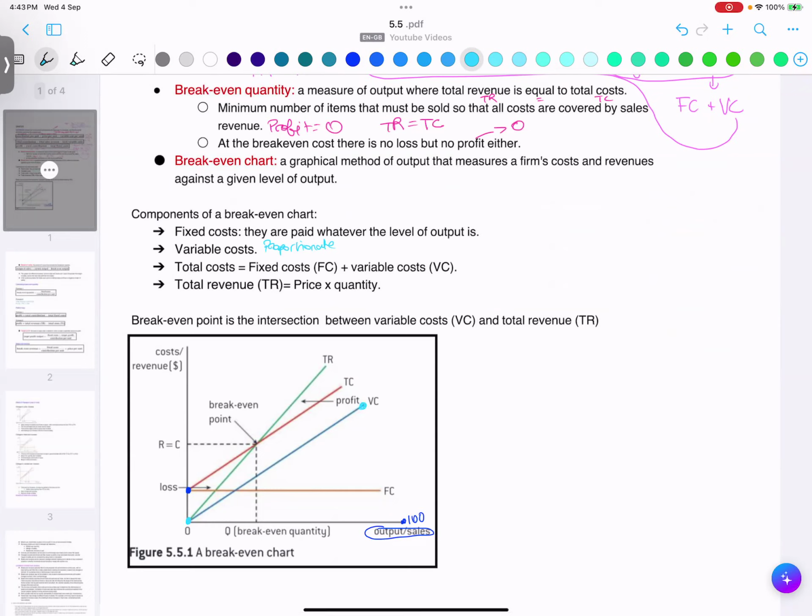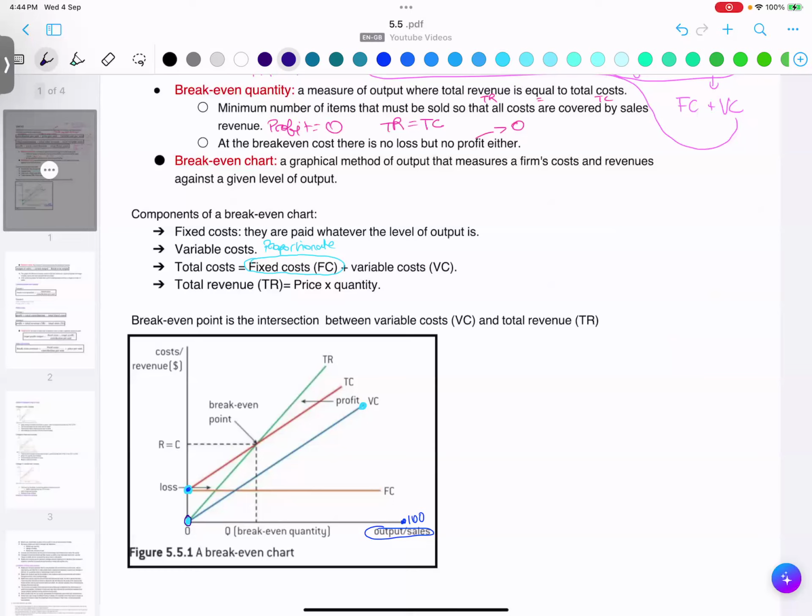So total cost is basically fixed cost plus variable cost, right? So total cost will always start at the y-axis level of the fixed costs, because fixed cost is never 0, right? Therefore, it's going to start at fixed cost, because variable cost can be 0, but fixed cost can never be 0. And then you have total revenue, which is price times quantity. Total revenue can start at 0, and then it increases and increases and increases.